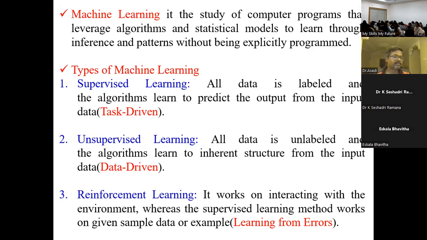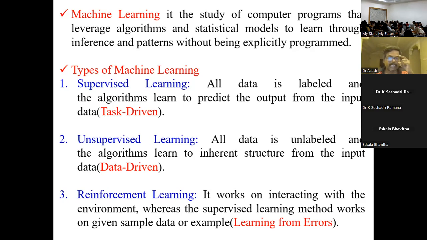My dear students, you just remember what is meant by supervised learning. It is task driven, meaning all data is labeled, like male, female, easily you can identify. The algorithms learn to predict the output from the input data based on the task driven. That is called supervised learning. Unsupervised learning, all data is unlabeled and the algorithms learn to inherit structure from the input data. That is called data driven. Data is huge, a vast volume of data.